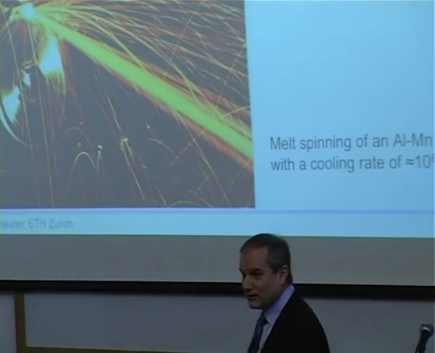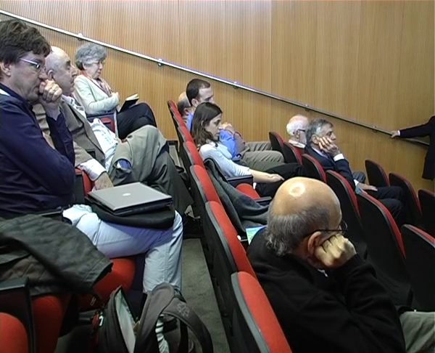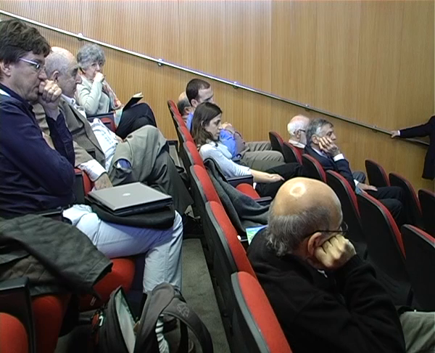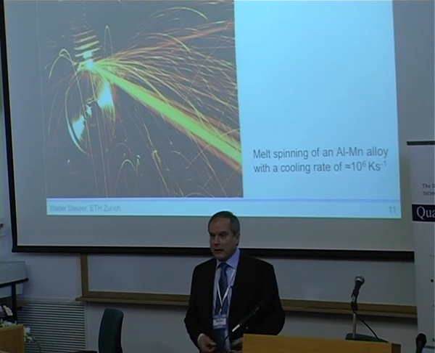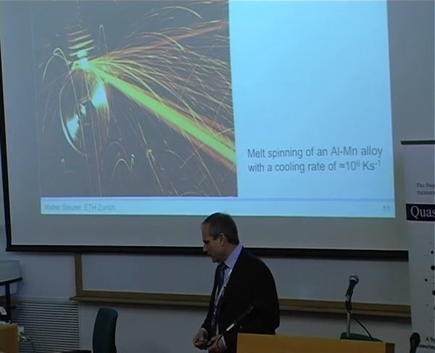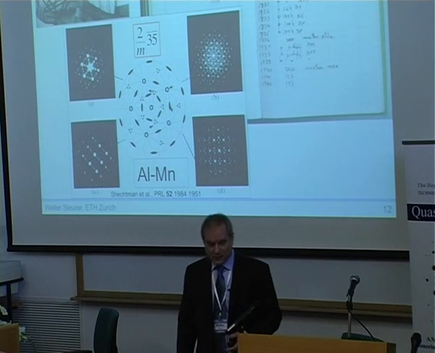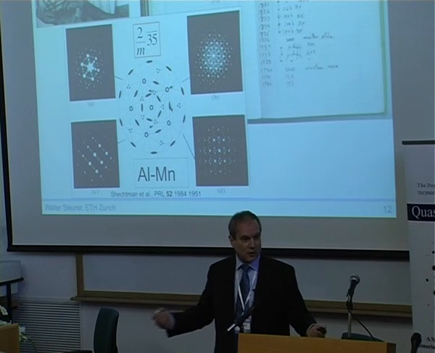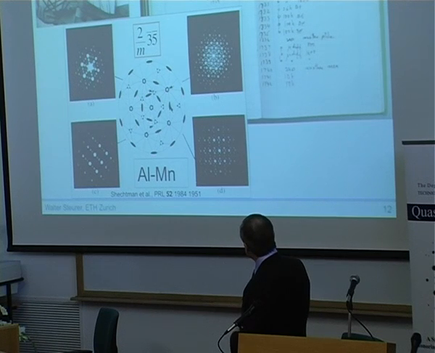And of course, history starts with Danny Shechtman and with his experiment of rapid solidification of an aluminum manganese alloy. By rapid solidification, with a cooling rate of 1 million degrees per second, you produce amorphous metals. You quench the liquid structure more or less in a ribbon. And what he received was, if you look at these electron diffraction patterns in different orientations, a diffraction pattern showing sharp Bragg peaks and tenfold symmetry. In other directions, you have crystallographic symmetry.